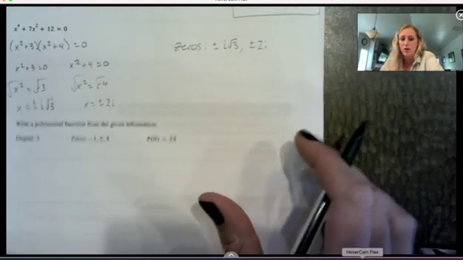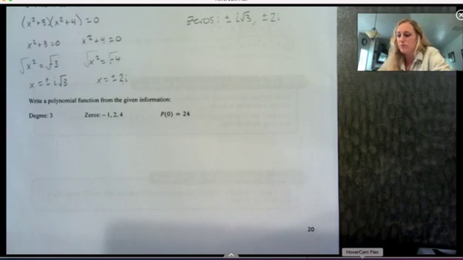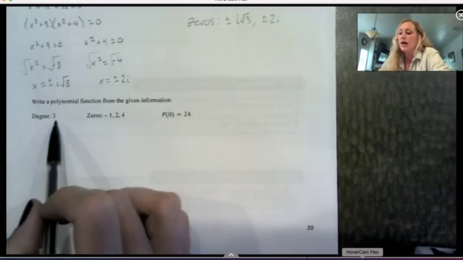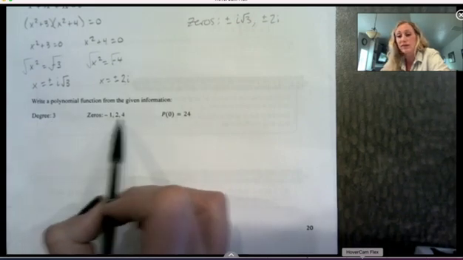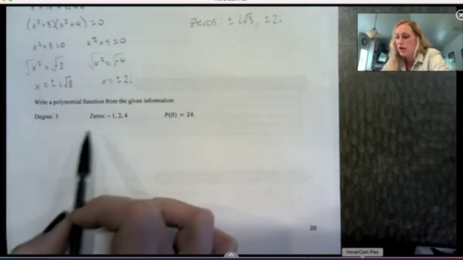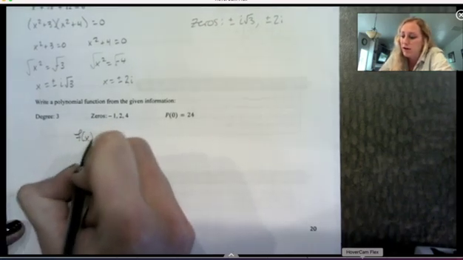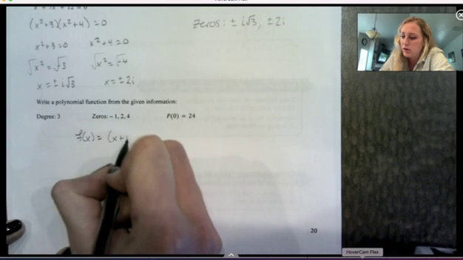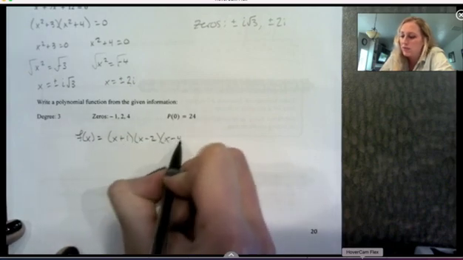Okay, so now we are kind of doing the opposite. We're going to be given some information about a polynomial and trying to write the equation for it. Okay, so I know it's a third degree, so I should have 3 zeros. Well, nicely, they're giving me all 3. And then they're actually giving me a point that this graph must go through. So I'll talk about how to deal with that in just a second. So let's write it in factored form. That's the easiest way. So we have a function x plus 1, x minus 2, x minus 4.